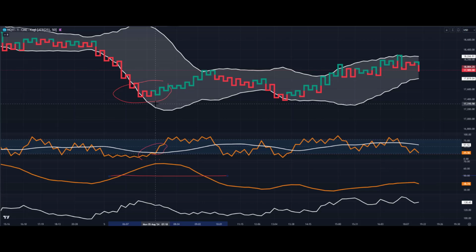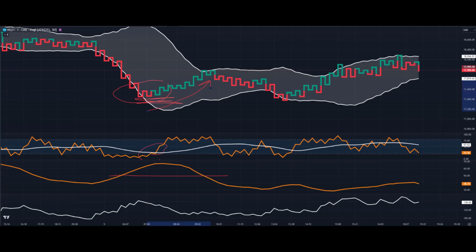We want the price at or near, in this instance, the lower end of the Bollinger Band, because we want the price to reverse back towards the other side of the band. Now it's vice versa for the short entry.